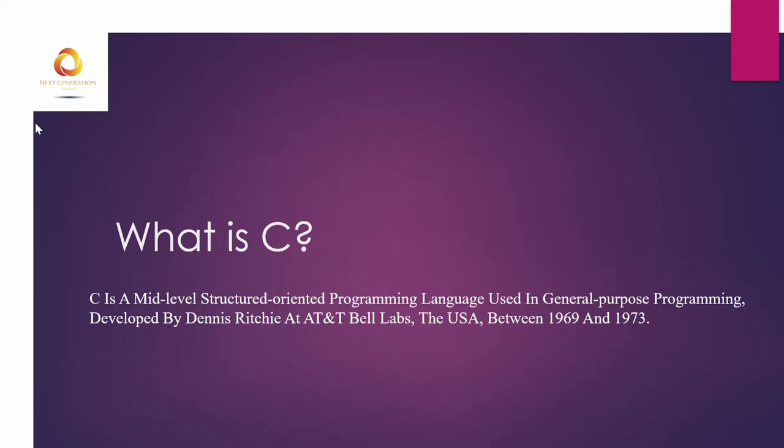So some people say C is a mid-level language, and some others say C is a high-level language, right? So mid-level language, because some argue that C also acts like a low-level language because of the compiler, or because it almost understands the computer language. But in general, we consider that C is a high-level language because it is human readable. With that said, C is a mid-level structured oriented programming language used in general purpose programming.